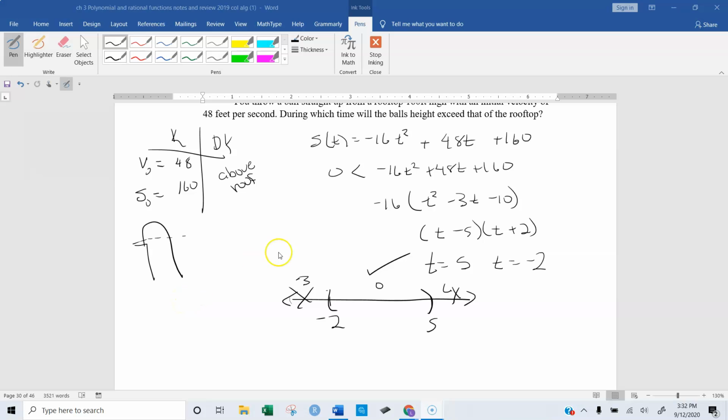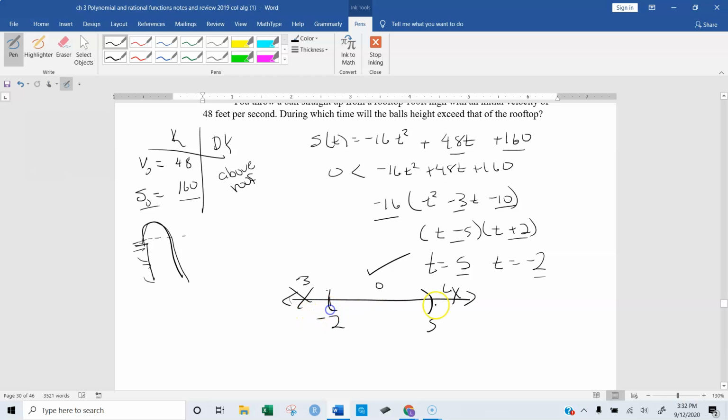I hope you did well. So you should have gotten that the initial velocity is 48. From the reading, your initial height was 160. You're above the roof, so here's your place, and you're throwing in this direction. So you plugged in your 48, your 160, and factored out the negative 16. The factors of negative 10 that gave you negative 3 were negative 5 and 2, which means 5 and negative 2 are your points of interest.